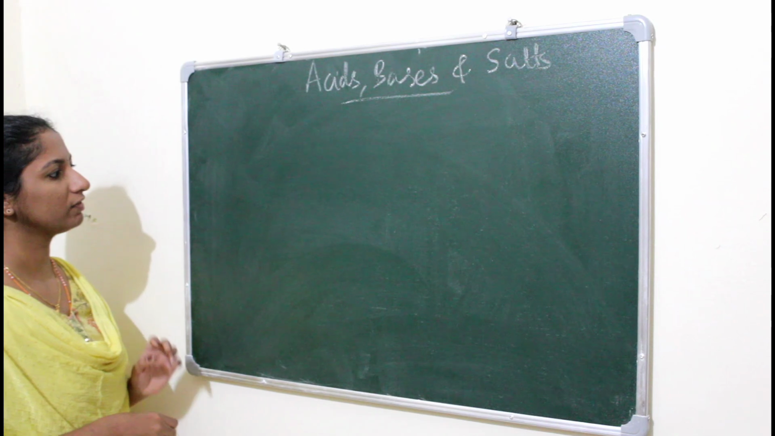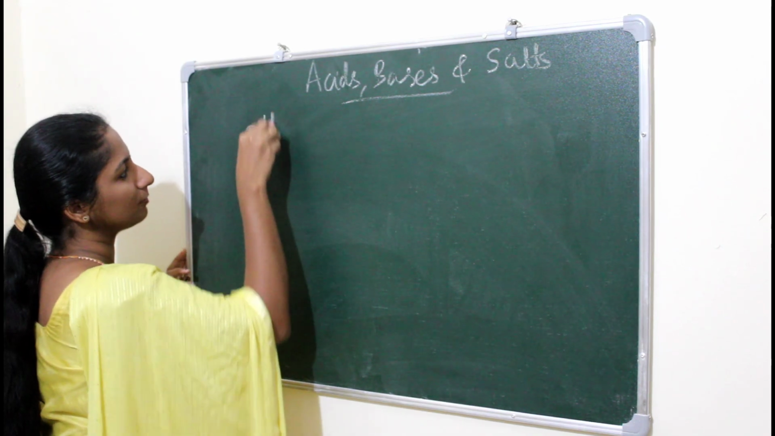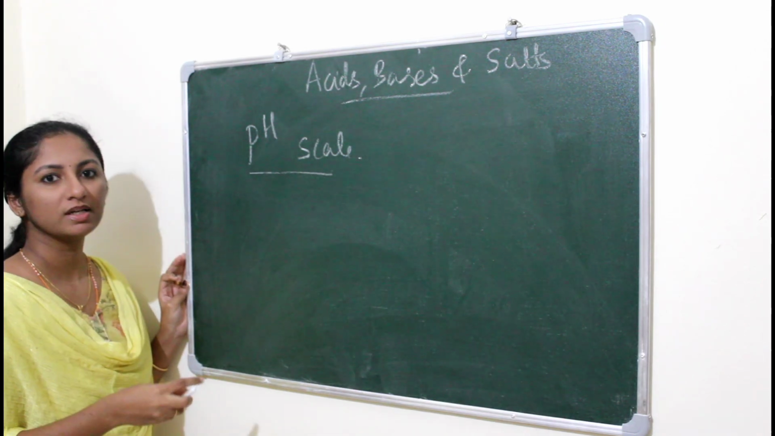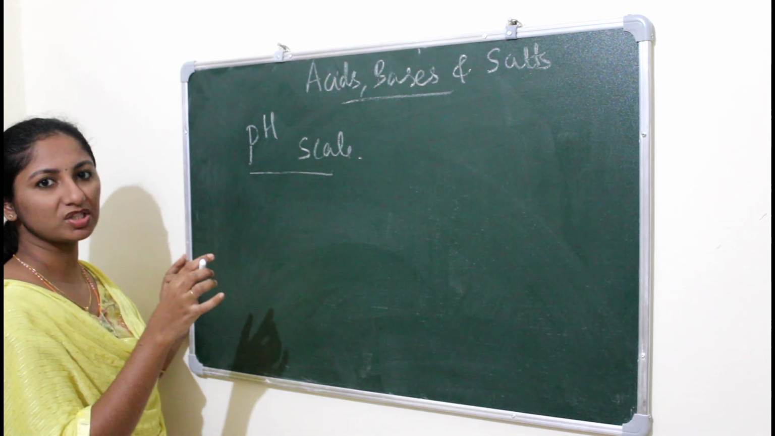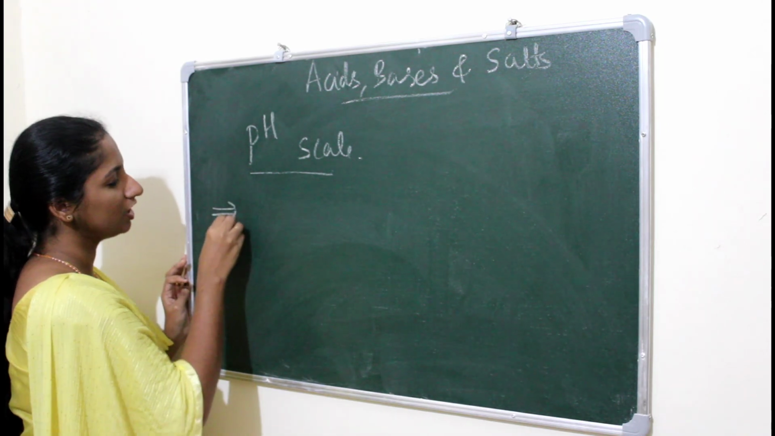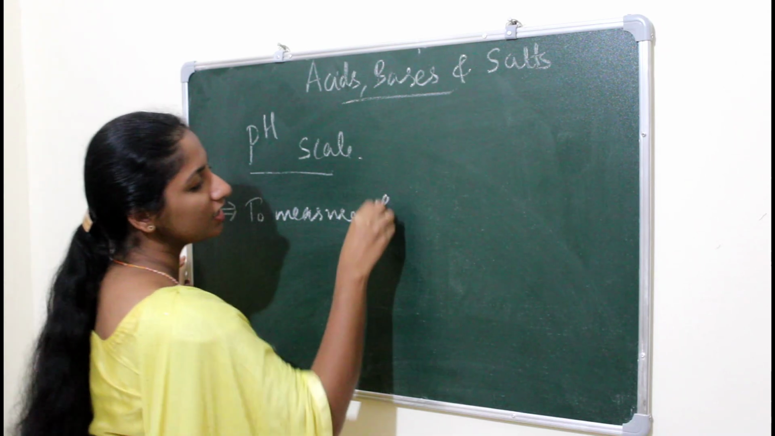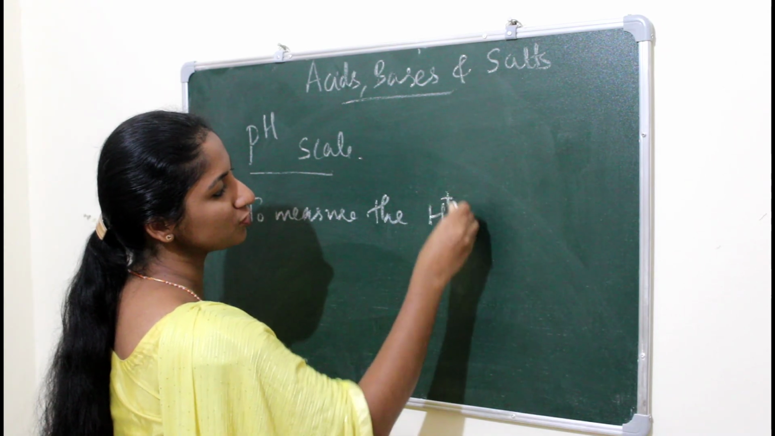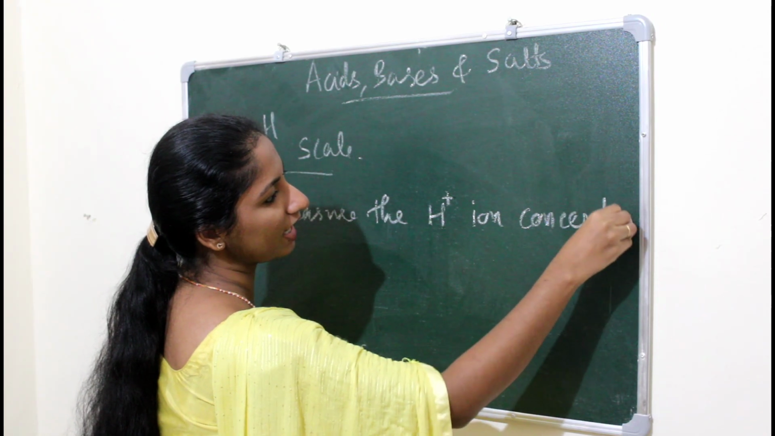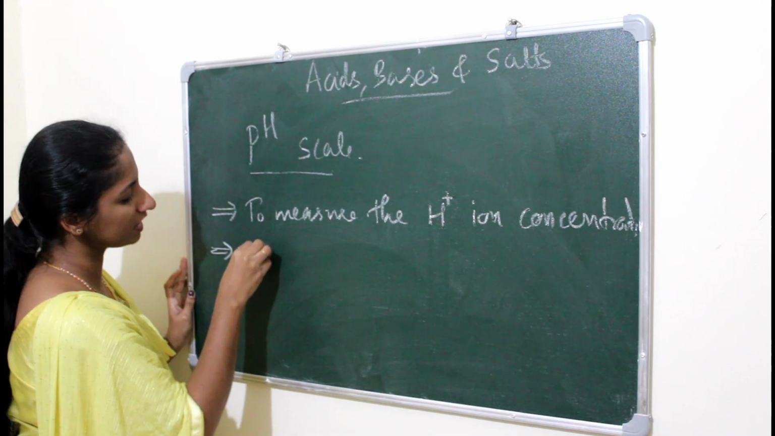So this is the seventh part of acid, bases and salt. Today we will deal with the pH scale. So what is a pH scale? It is a scale to measure the hydrogen ion concentration. Actually, the pH scale is a scale to measure the hydrogen ion, that means H plus ion concentration.